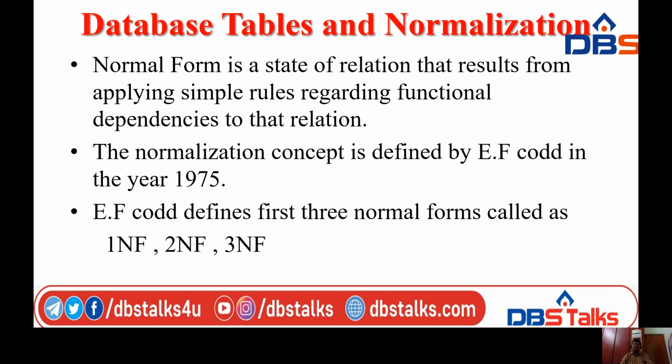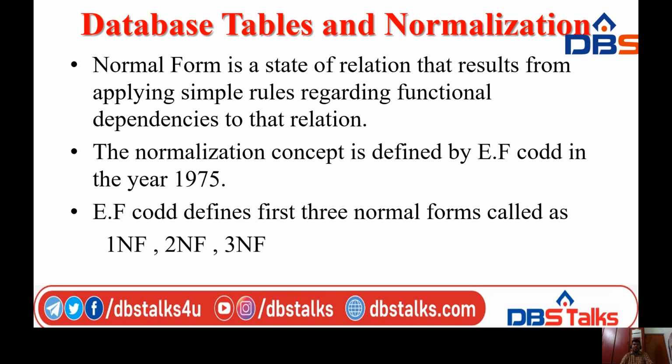A normal form is a state of relation that results from applying simple rules regarding functional dependencies to that relation. Some mathematical rules and techniques are available, called functional dependencies. Using functional dependency, we are creating the dependencies. We are applying different types of rules or protocols, and by using those protocols we are creating a set of tables. The normal form is a state of relation that results from applying a set of rules.